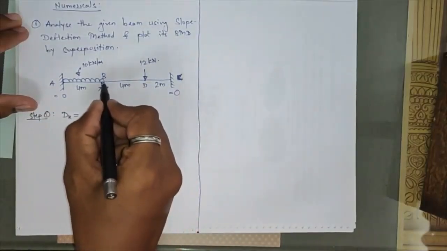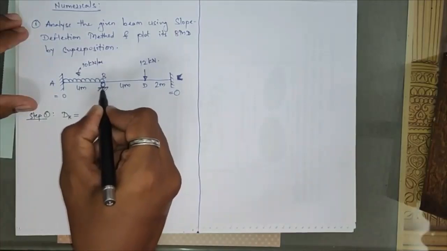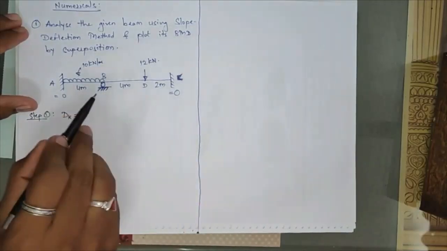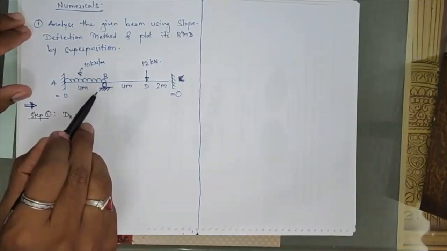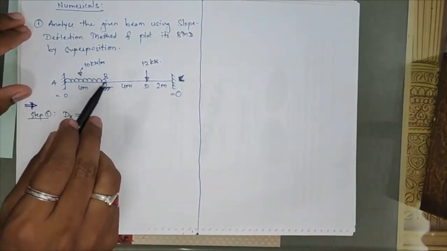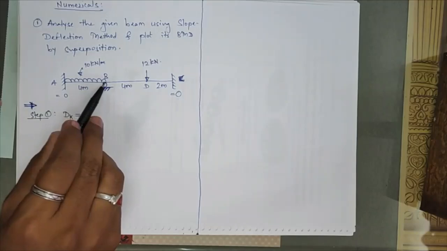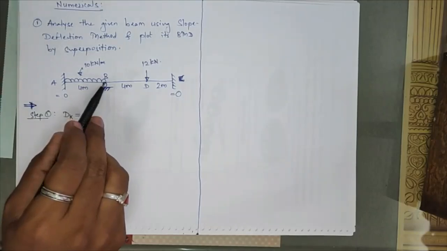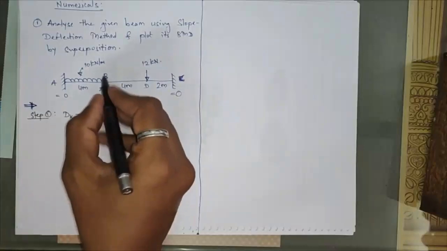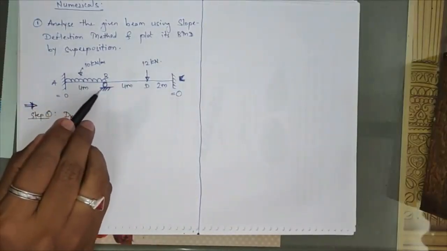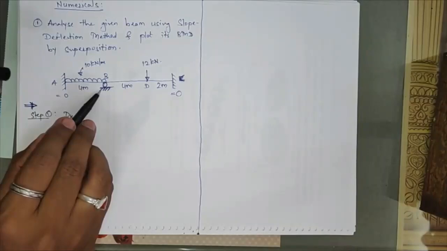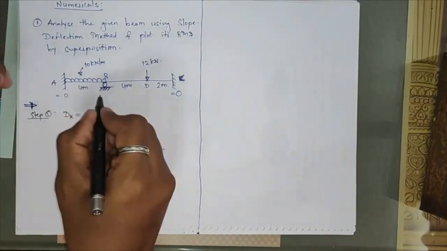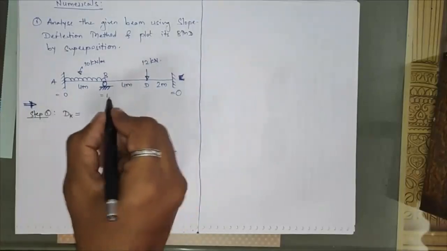What about joint B? At joint B, there is a roller support. At a roller support, the joint is restrained against translational displacement, but it allows rotation. So the DKI value for any simple support, whether it is a hinge support or a roller support, will always be equal to 1, and which is that one value?